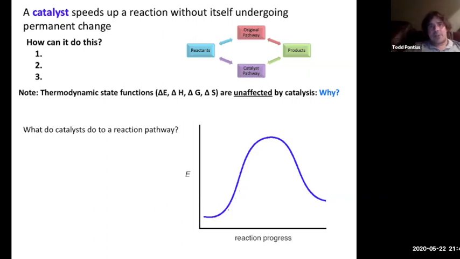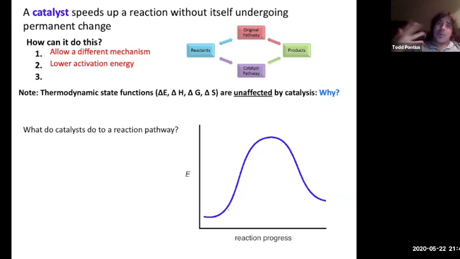They're never actually used up, but they help to facilitate a reaction. So what's the definition of a catalyst? Well, it's something that speeds up a reaction without itself undergoing a permanent change. How can it do this? Well, there's a few different ways. It can allow a different mechanism. Cool. It can lower the activation energy. Lower activation energy, faster reaction. Or it can properly orient molecules to react, which is what happens with a lot of the biological enzymes, the catalysts inside our body. More on that in a moment.